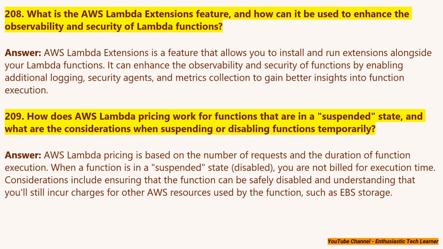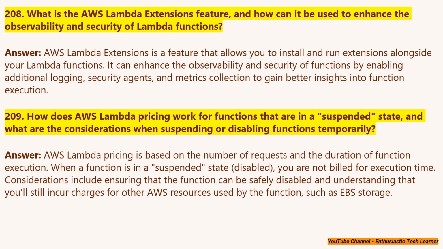What is the AWS Lambda extensions feature, and how can it be used to enhance the observability and security of Lambda functions? AWS Lambda Extensions is a feature that allows you to install and run extensions alongside your Lambda functions. It can enhance the observability and security of functions by enabling additional logging, security agents, and metrics collection to gain better insights into function execution.